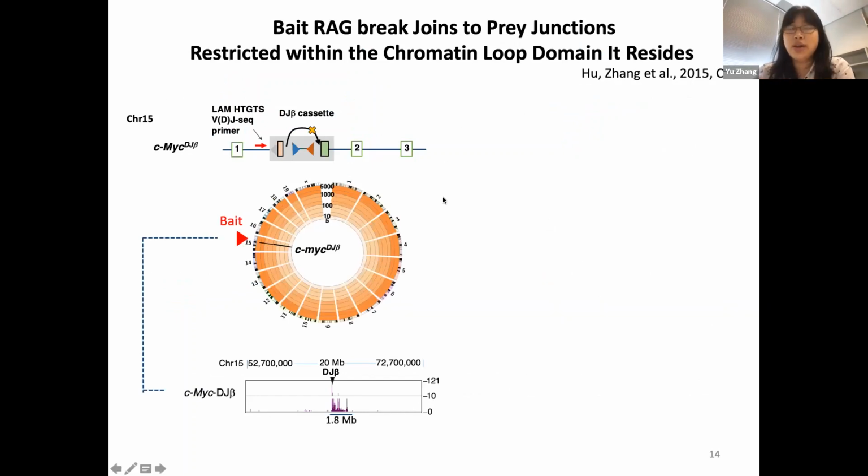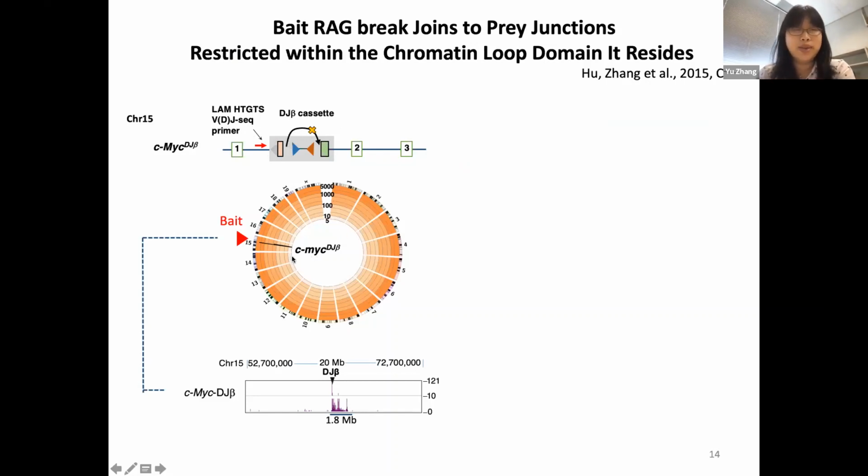So with this technology, we were able to detect thousands of cryptic RSS in a mouse recurrent multiple B-cell lymphoma model. This was really unexpected at that time because very few cryptic RSS were reported in the literature. So in this model, a DG beta cassette from T-cell beta loci was introduced into the first intron of the CMYC gene on chromosome 15. And a bait primer of non-matched GTS was placed next to the D segments here to detect all of the breaks joining to this D RSS.